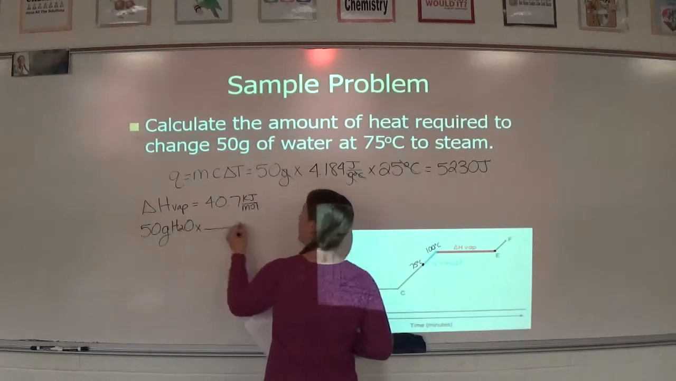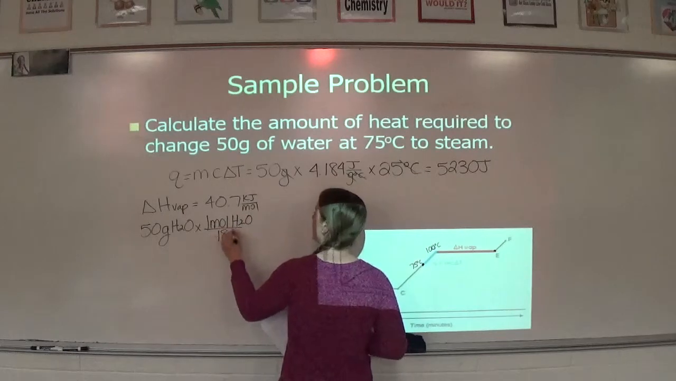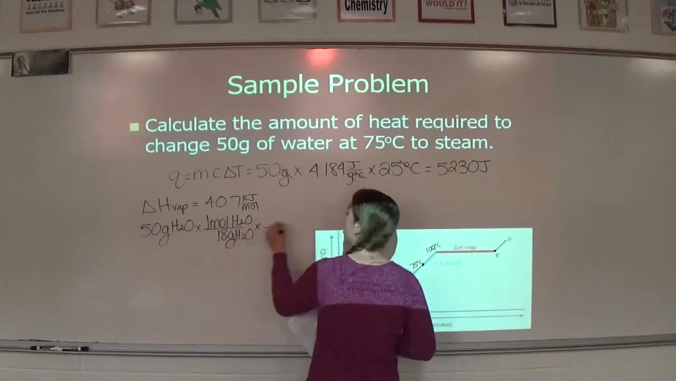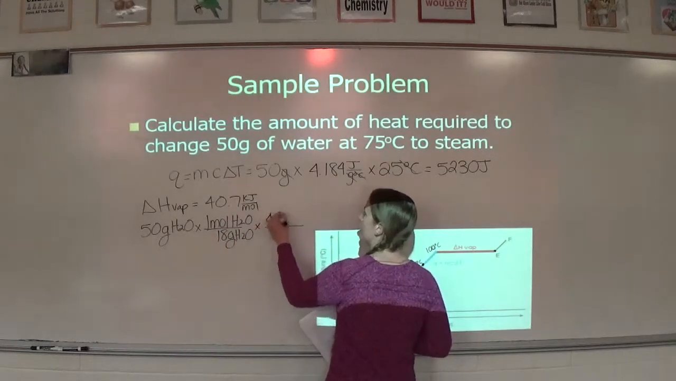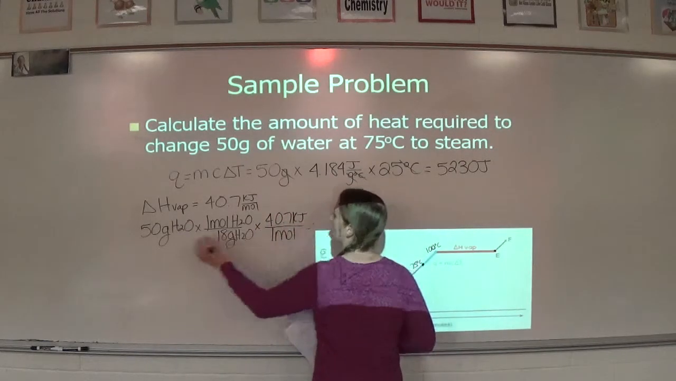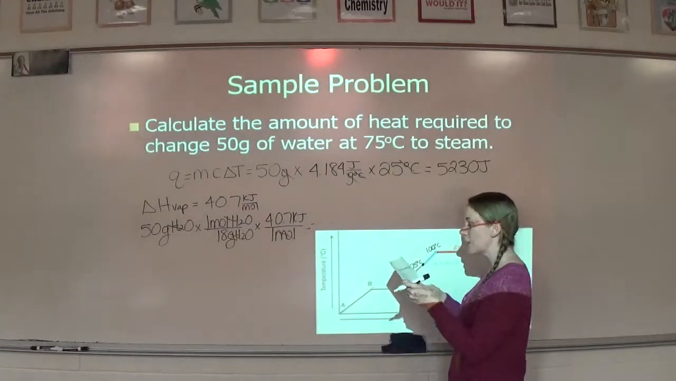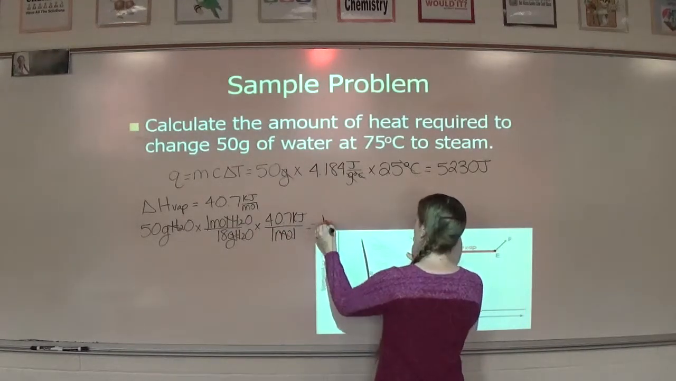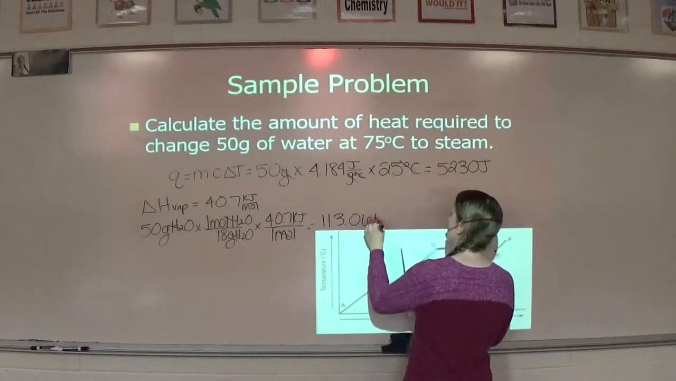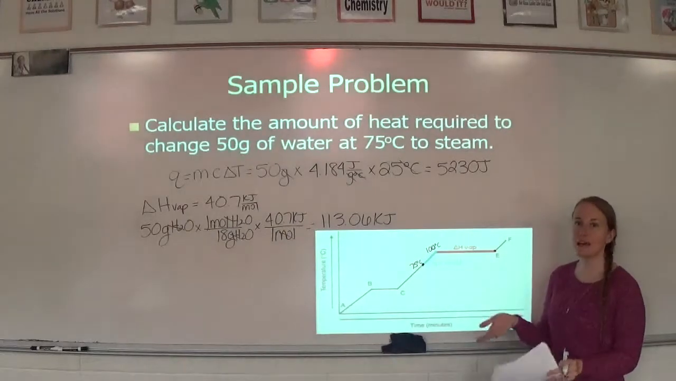So my first step is to use molar mass. So 1 mole of water is 18 grams. And then I can multiply by that delta H of vaporization. All right, so once I multiplied and divided there, I got, let me make sure I'm looking at the right one, 113.06 kilojoules. Once you have all your steps, you just add them together.